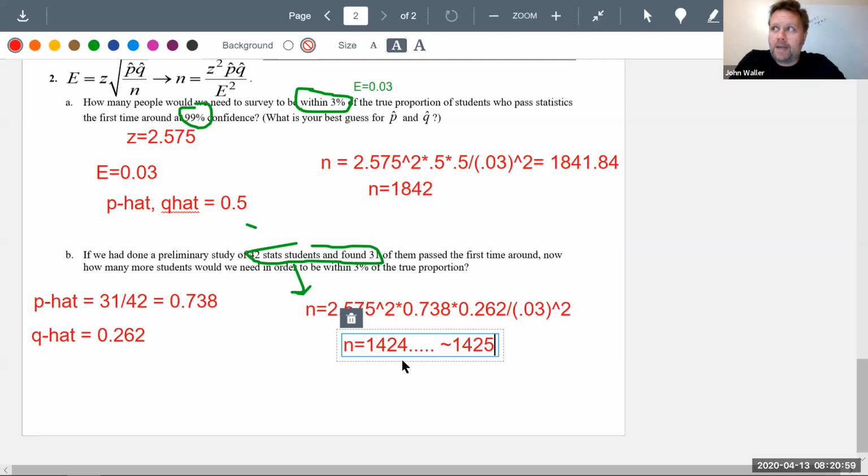That still seems like a lot, but isn't that over 400 fewer people that you'd have to talk to? So that is the power of a preliminary study. Get some idea of what the answer is, and then you can have a better feel on how many people you need to be within so much. Okay. Any questions on that?